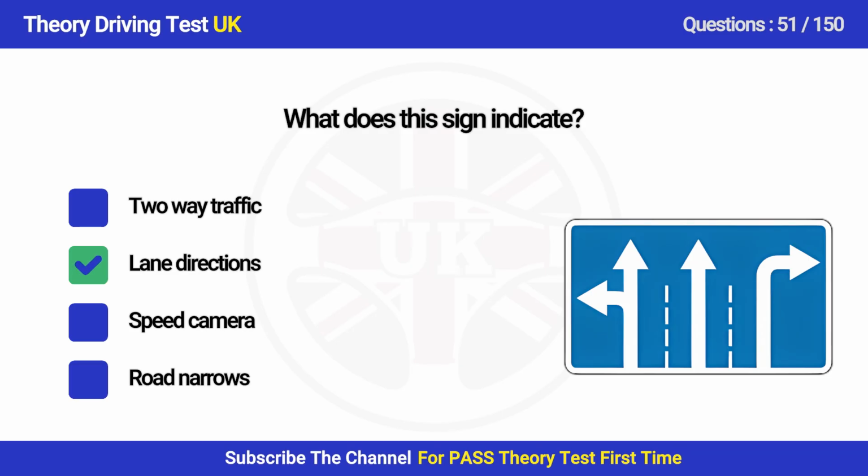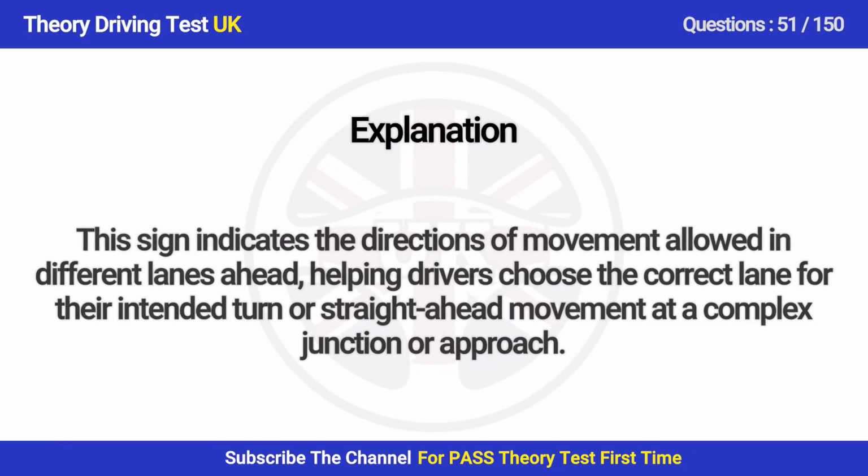Answer is B. Lane directions. This sign indicates the directions of movement allowed in different lanes ahead, helping drivers choose the correct lane for their intended turn or straight-ahead movement at a complex junction or approach.